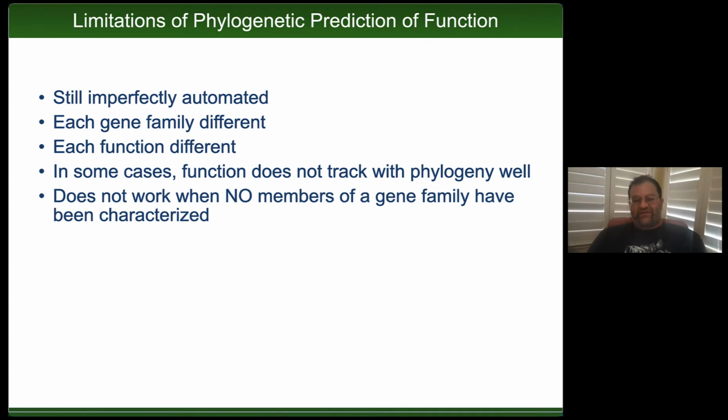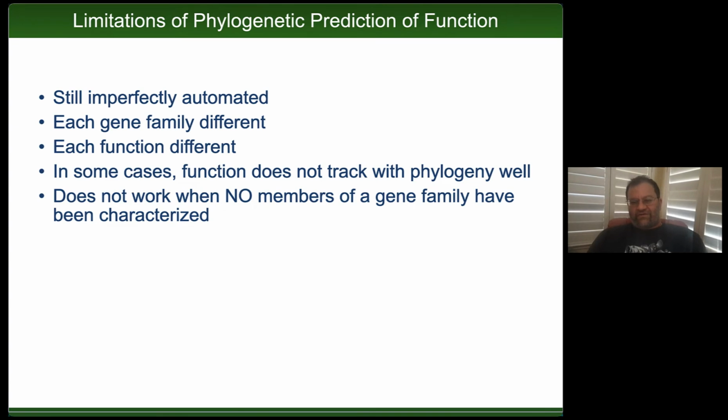This is true of the spike protein, for example, with SARS-CoV-2. And this doesn't work at all if no members of a gene family have been characterized. No evolutionary tree is going to help you if you can't overlay any functions onto that tree. It doesn't give you any additional information.